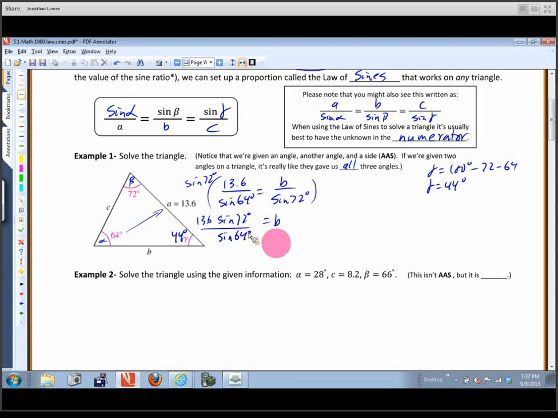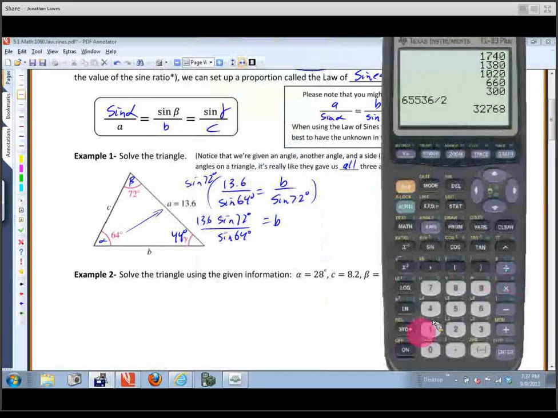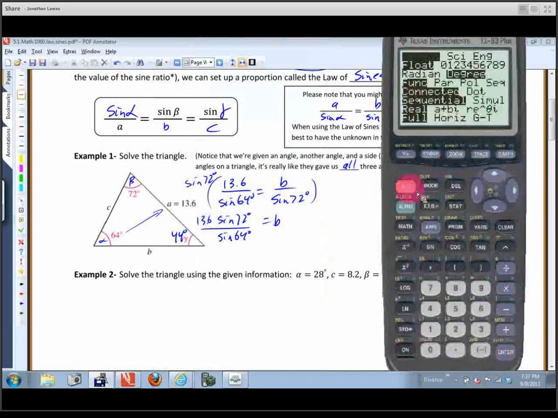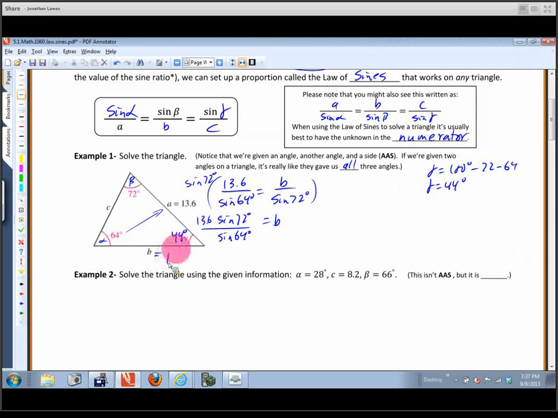So we'll go ahead and pull up the calculator and we'll throw that in. Again, you'd want to make sure that you're in degree mode. So let's go ahead and do that. Check the mode. We are in degree mode. And let's type this in. And just to be on the safe side, I'm going to put 13.6 times the sine of 72. Put all that in parentheses, and then I'll divide by the sine of 64. Parentheses there. And I get 14.39. And just for the heck of it, 14.391. We'll go to the nearest thousandths place, 14.391.